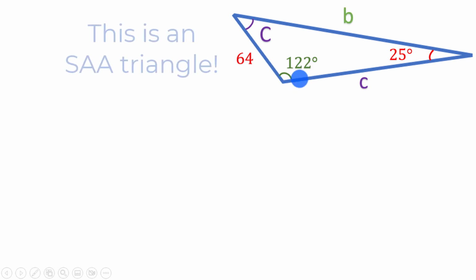This is a side angle angle triangle, or an SAA triangle. We know one side and two angles. SAA triangles are solved with the law of sines, and specifically, this is the unambiguous case. This is a triangle that will only have one solution.